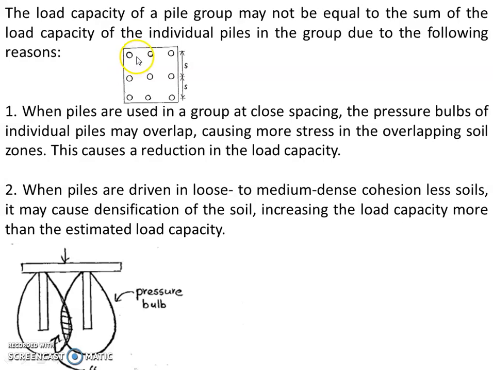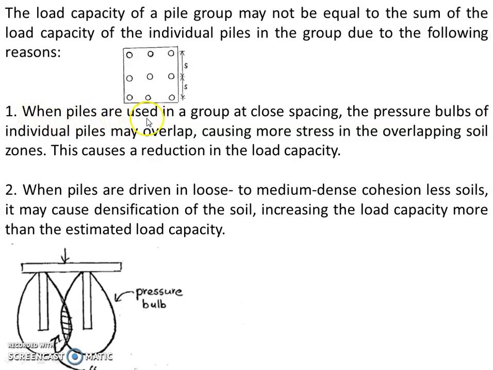That means QUG, that is load capacity of the pile group, is not equal to the sum of load capacity of the individual piles, that is it cannot be equal to QU1 plus QU2 plus QU3 and so on. And this is due to the following reasons.